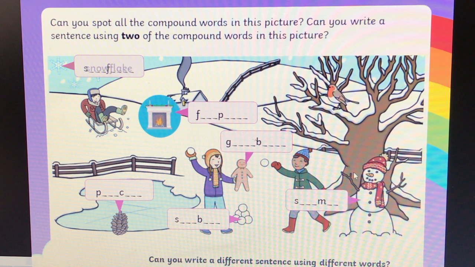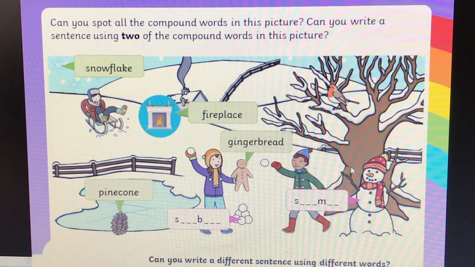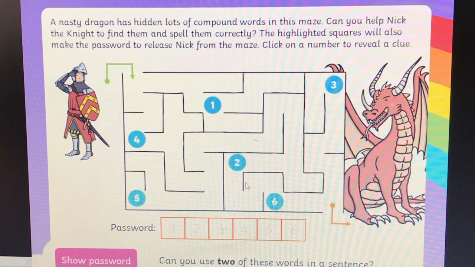Here are the answers. We've got snowflake, fireplace, gingerbread, pine cone, snowball, snowman. So well done to all of you that wrote down all of those compound words. Right, another activity for you.